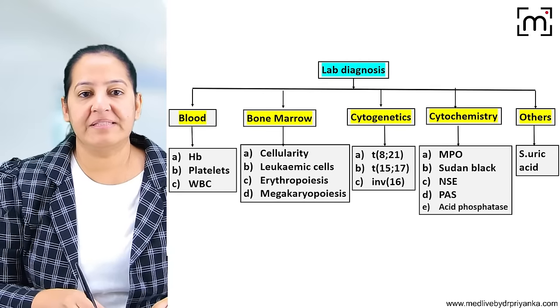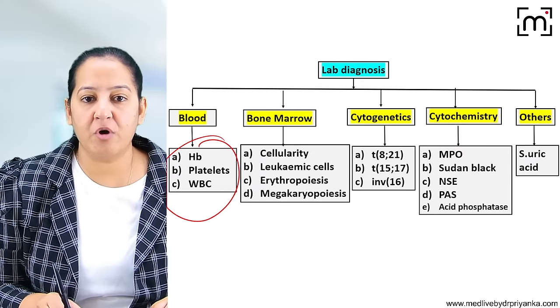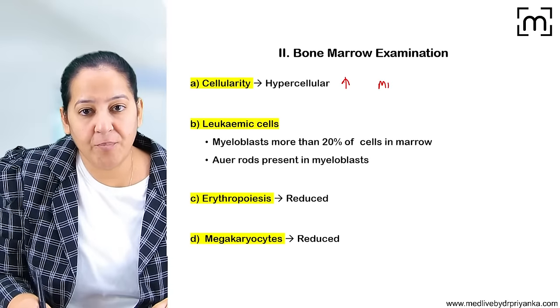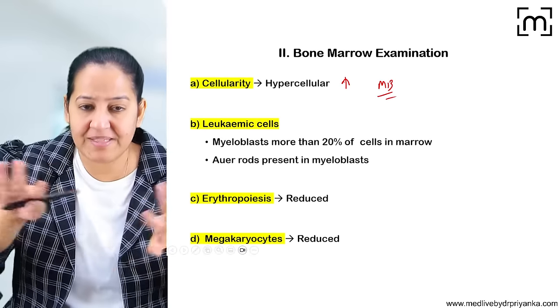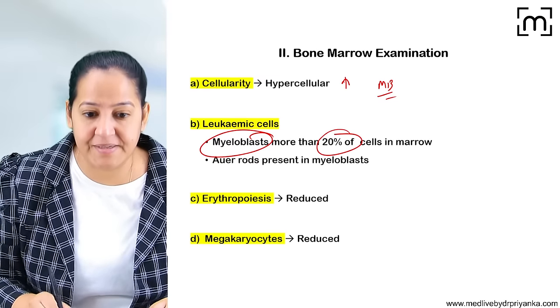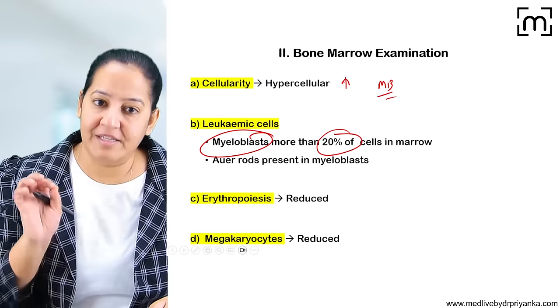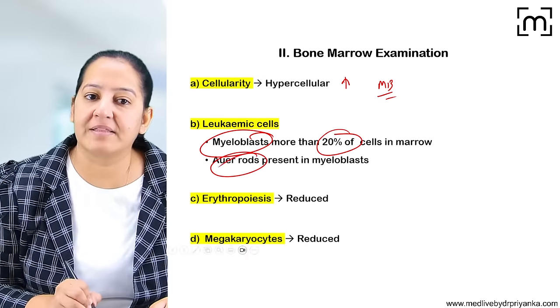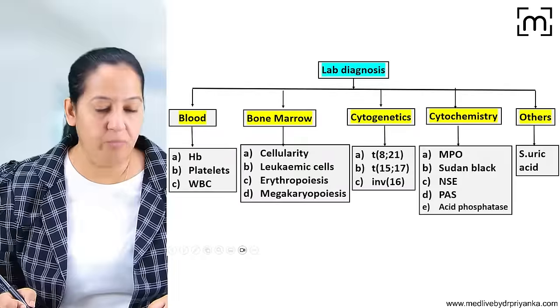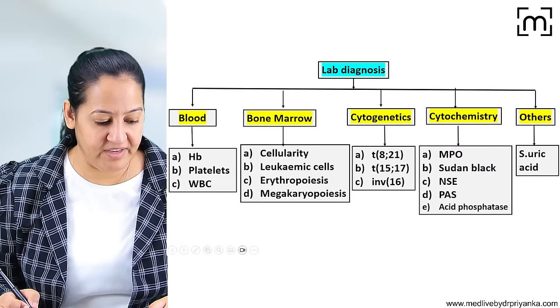So we have seen the blood picture. Now coming to the bone marrow, of course cellularity is more in the bone marrow. You can see it is hypercellular because myeloblasts are doing uncontrolled mitosis and replacing everyone. So here most of the cells are myeloblasts. Myeloblasts are more than 20%; usually it is less than 5%. Here they are more than 20% and they have iron rods in them. They are fagot cells. Erythroids are less and megakaryocytes are less. So obviously we can understand.